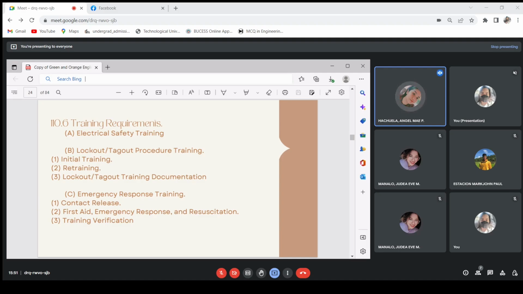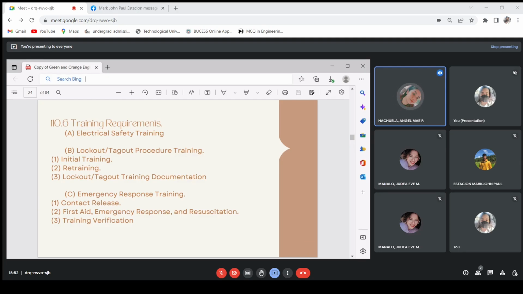Letter C is emergency response training. In emergency response training, we have the following. Number 1, contact release. Employees exposed to shock hazards and those responsible for the safe release of victims from contact with energized electrical conductors or circuit parts shall be trained in methods of safe release. Refresher training shall occur annually.